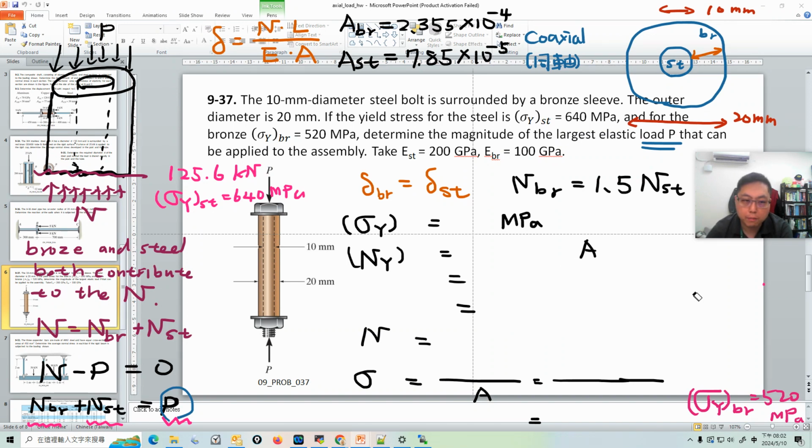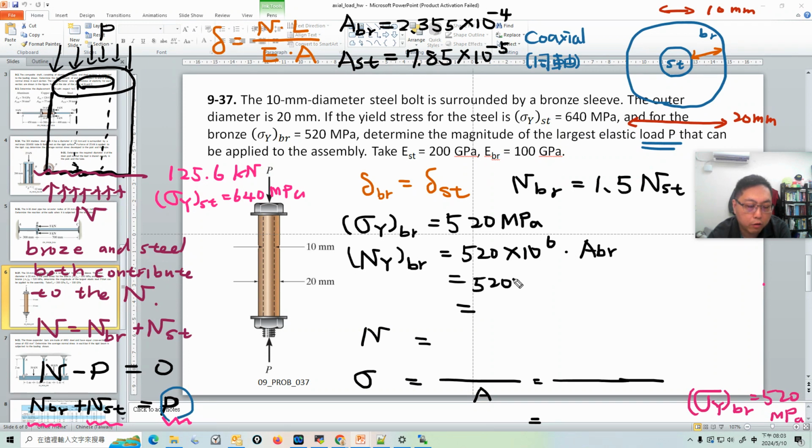We try another limit. The other limit is the bronze, 520 megapascal. And that means what's your normal force? Normal force for the bronze: just use 520 times 10 to the power 6 times the area for the bronze.